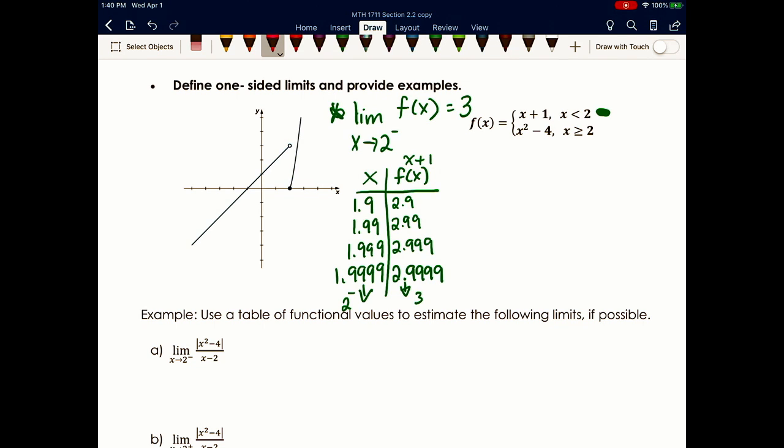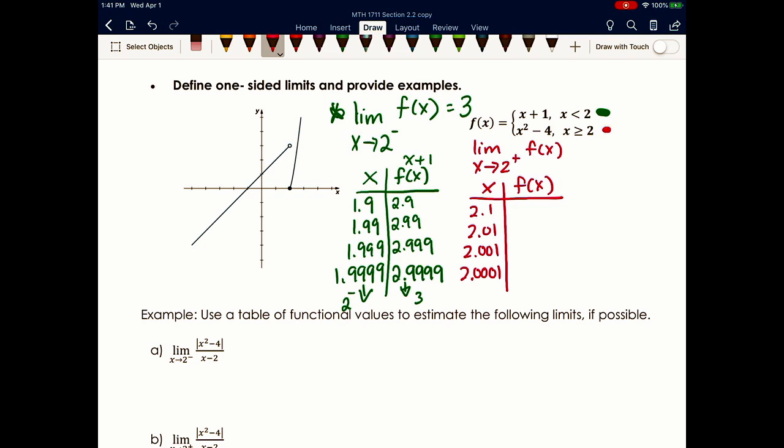Okay, now let's look at the right-hand limit. If I want to find the limit as x approaches 2 from the right of our function, I'm going to be picking values that are greater than 2 but close to 2. So I'm going to pick 2.1, 2.01, 2.001, 2.0001. I want to keep picking points that are getting closer and closer to 2, but on the right-hand side. When I plug in 2.1, I'm going to plug it into the second piece because these are the x values that are greater than 2. So I plug in 2.1, and I get out 0.41.